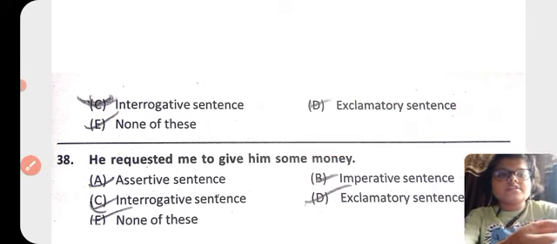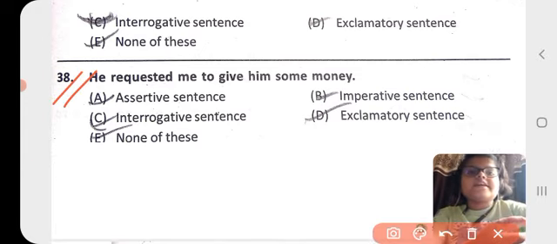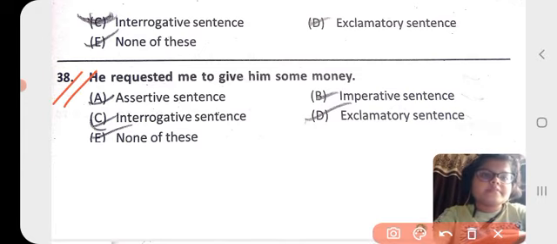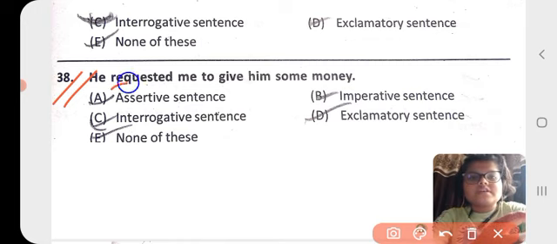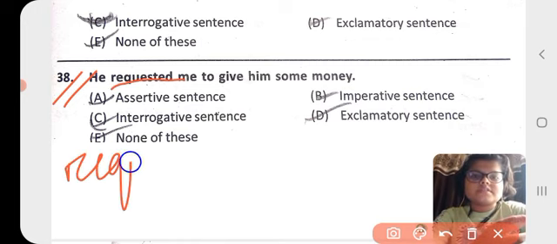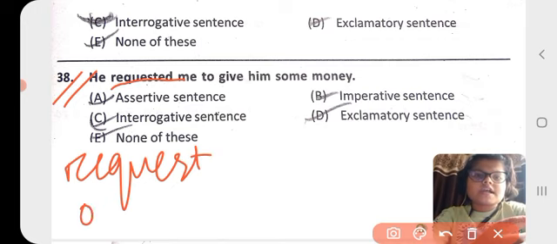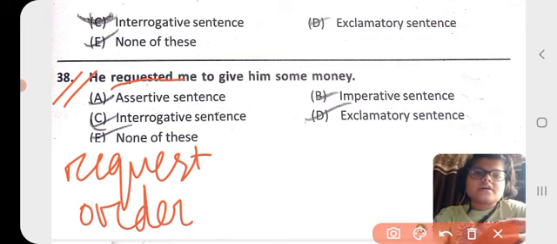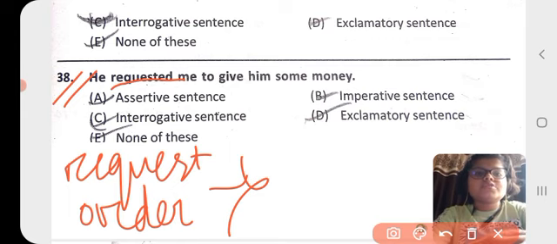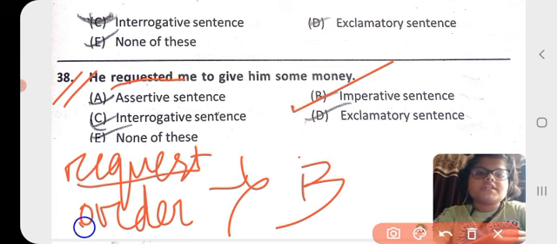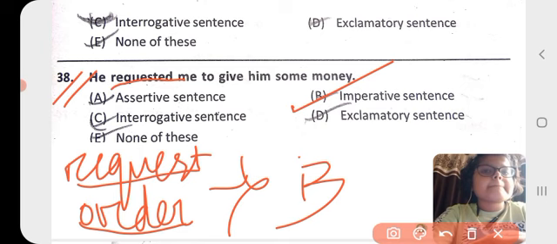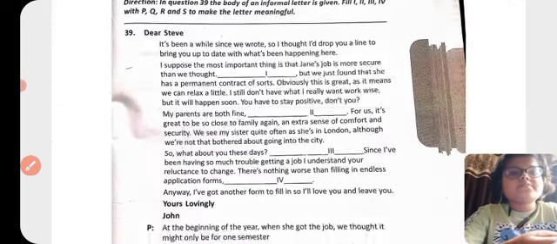Question 38. He requested me to give him some money. So here a request is being made. So a request and order is used in option B, imperative sentence. Request and order. Please remember it. Let's move on to the next question.